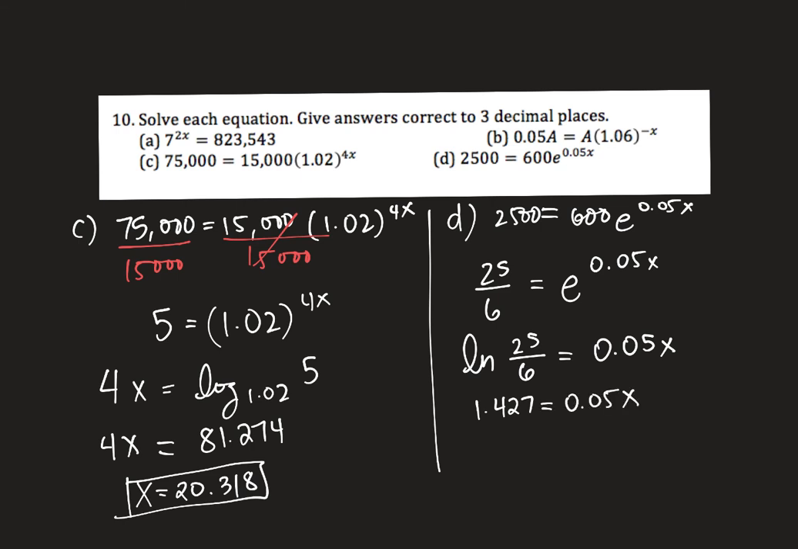0.05x, dividing by 0.05 is 28.542. And guess what I'll suggest now? Check it in a calculator.